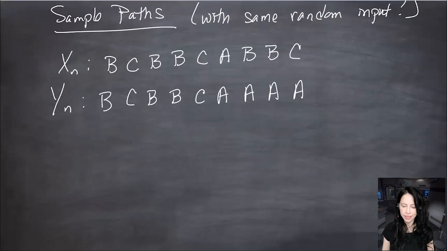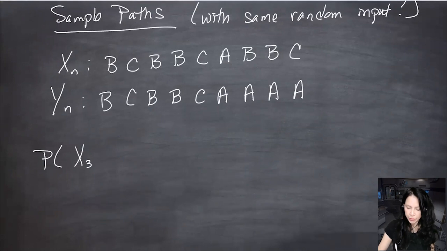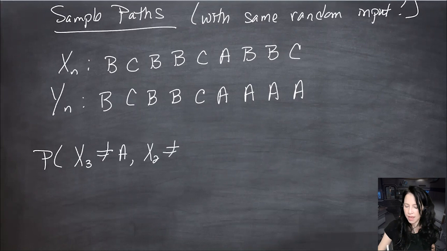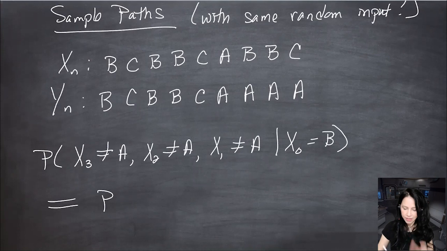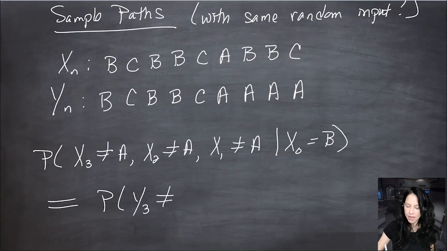So check this out. The probability we want to compute, the probability that x3 is not A and x2 is not A and x1 is not A, given that x0 is B, is the same as the probability that y3 is not A, given y0 is B. I'll write it and then talk about why, and I'll try to convince you it's the same.